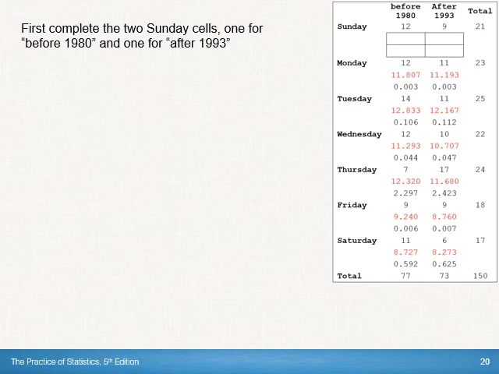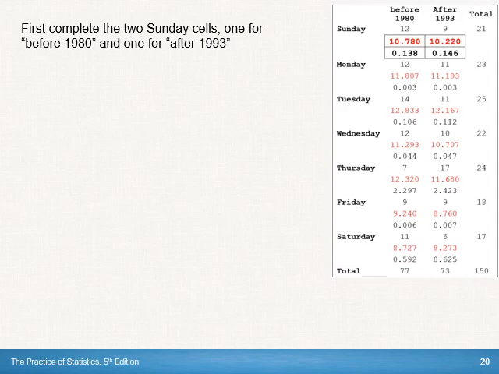The first thing we want to do is fill in the missing values. Normally, the Minitab printout would have all of those. I purposely erased some of them so that you could do some of the calculations on your own. So the first 2 cells, for Sunday born before 1980 and Sunday born after 1993, you need to calculate the expected value and the contribution. Pause the video, calculate those, and then we'll proceed.